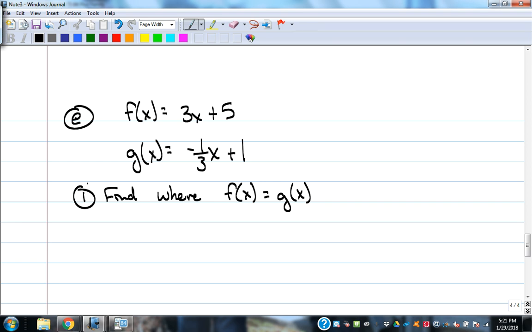Where does f of x equal g of x? What does that even mean? Where they intersect each other. Exactly. Where they intersect each other. Where are they hitting each other?